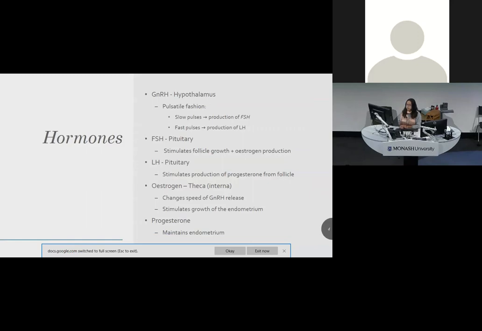You've got your GnRH from your hypothalamus. This is released in a pulsatile fashion, and the frequency of the pulses depends on which other hormone is released from the pituitary. So slow pulses, you're going to get more of your FSH. Fast pulses, you're going to have more of your LH being released.